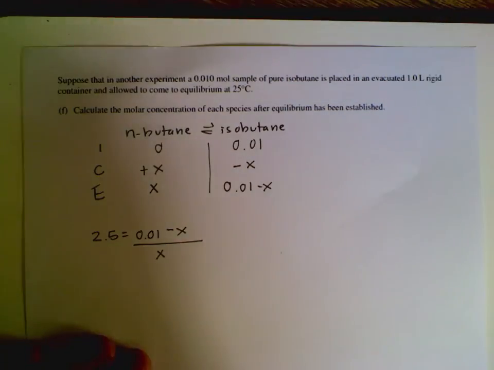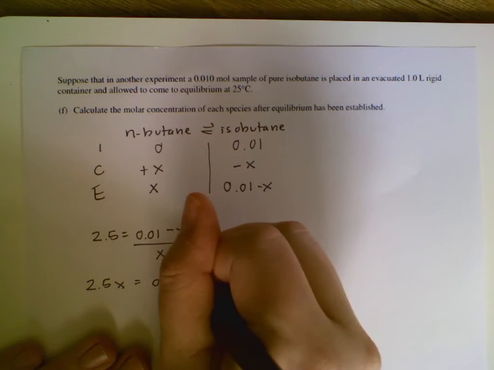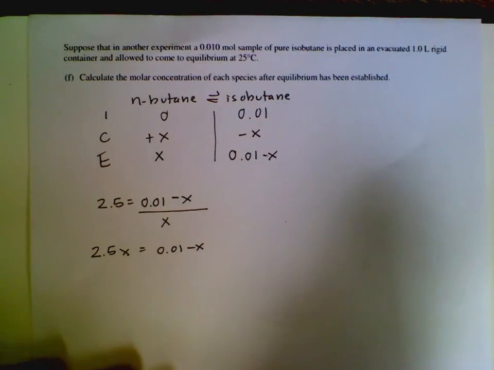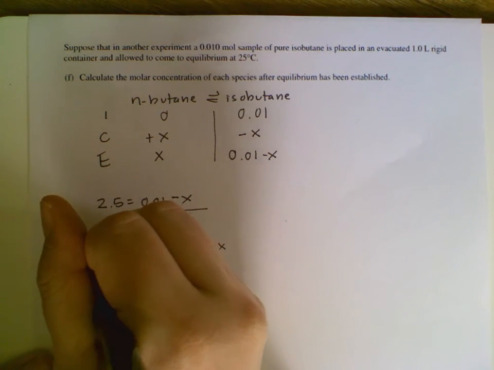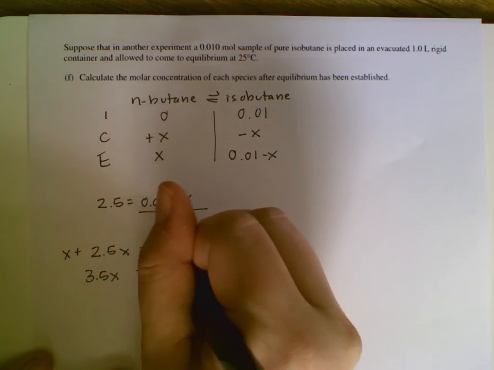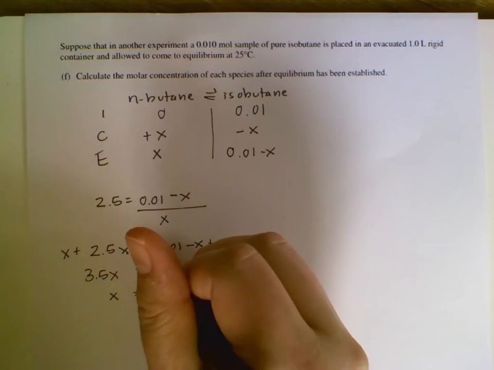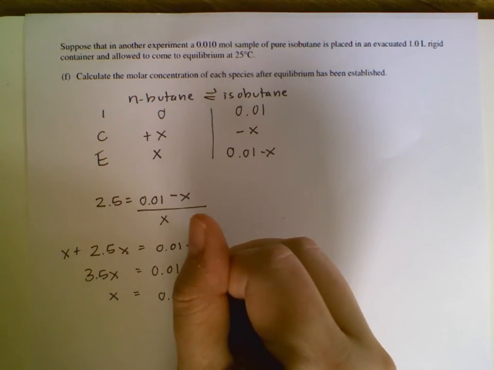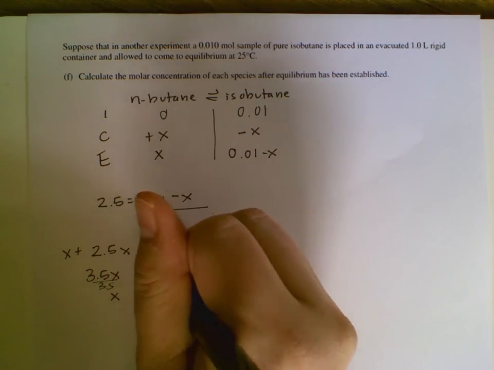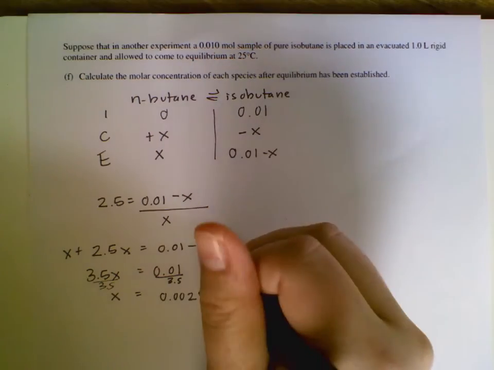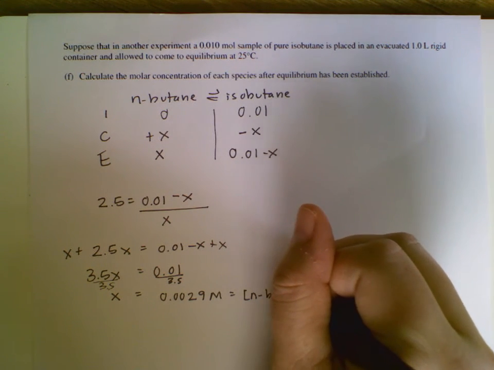I'm going to carry my X up to the top. So I'm going to have 2.5X equals 0.01 minus X. I want to collect all of my X's, so I'm going to add an X to both sides. And that leaves me with 3.5X equaling 0.01. Okay? Getting X alone, my X equals 0.0029. Uh-oh. So if I divide both sides by 3.5, oh, that number should look kind of familiar to you, and it is. So the molarity for X is going to be the same for the concentration of the N-butane.